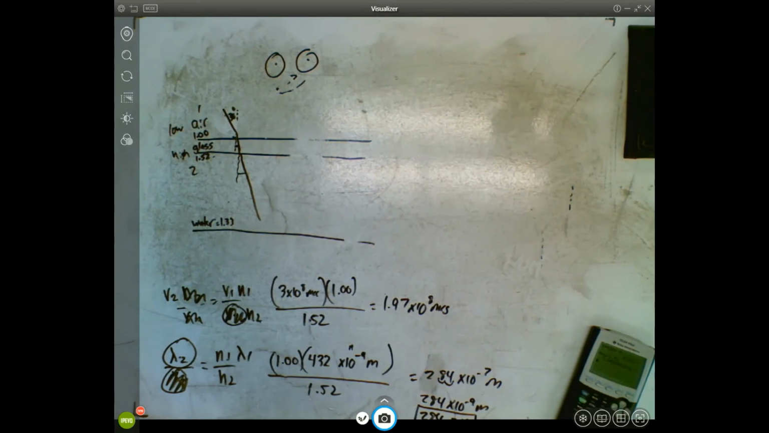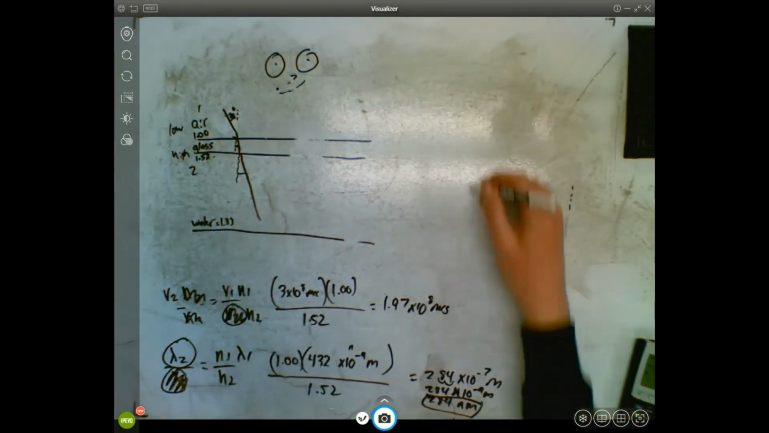Oops, sorry. I just realized I went off the page there. So this would be 284 times 10 to the negative 9 meters. And this is 284 nanometers. So that's how we usually answer wavelength, in nanometers, 284. Okay, and then they want to know the frequency of the light in the glass.